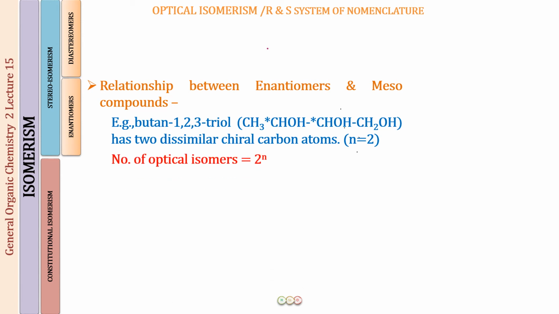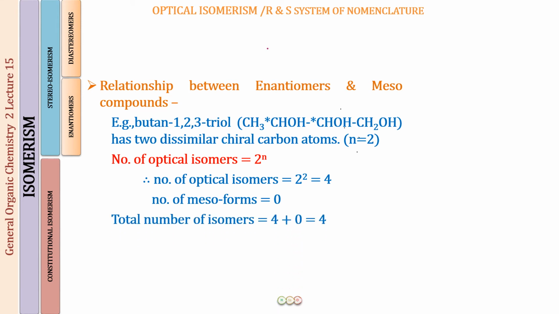Well, that is going to be equal to 2 to the power n. So if n is 2, the number of total optical isomers possible for the compound is going to be 4. Mesoforms is going to be 0. And the total number of stereoisomers for this compound is going to be equal to 4.